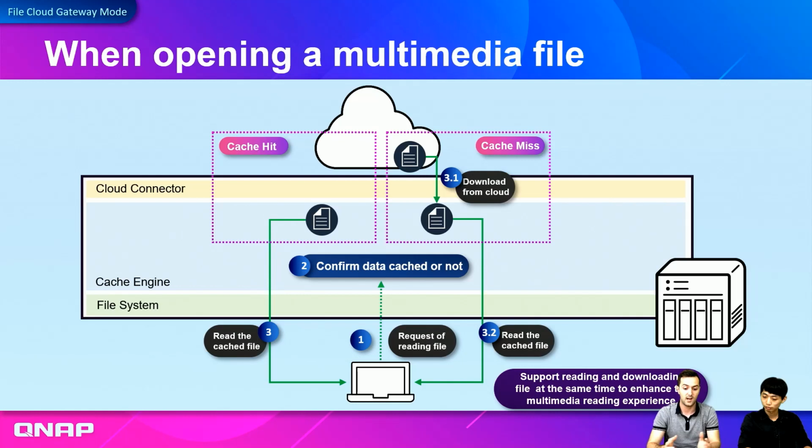So we read the cached files anyway. In both cases, we read the cached file, and it has to come into the cache engine, which supports reading and downloading files at the same time to enhance the multimedia reading experience. You can play the video, you can view photos, and even audio. So this is a really good explanation, I believe, and it's very self-explanatory if you read every step and how the cache space works with a computer.